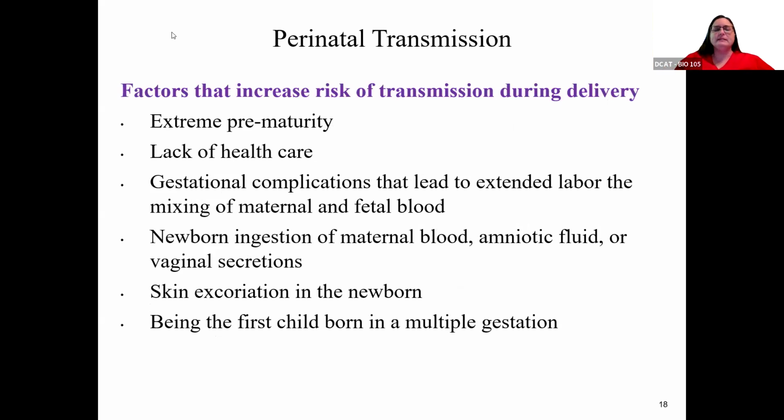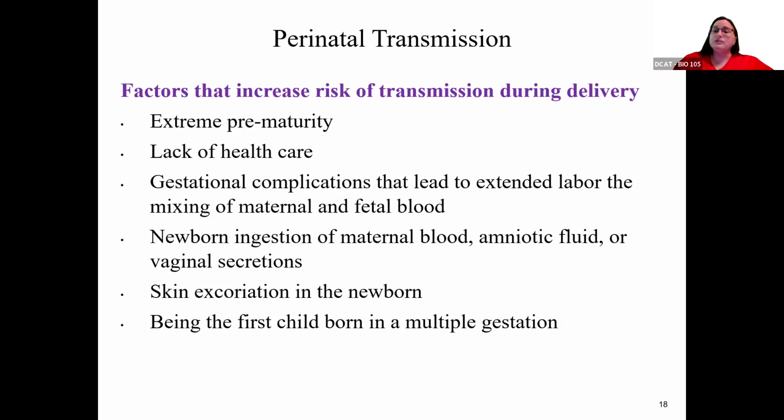So, risk factors that increase the risk of transmission during delivery. Extreme prematurity. So think about if a baby is premature, is their immune system, their body systems, any of their body organs and everything fully developed to the standards of what it needs to be at birth? No. Lack of health care. So a lot of times with the transmission during delivery and such is because the mama may not have gotten any health care during pregnancy.